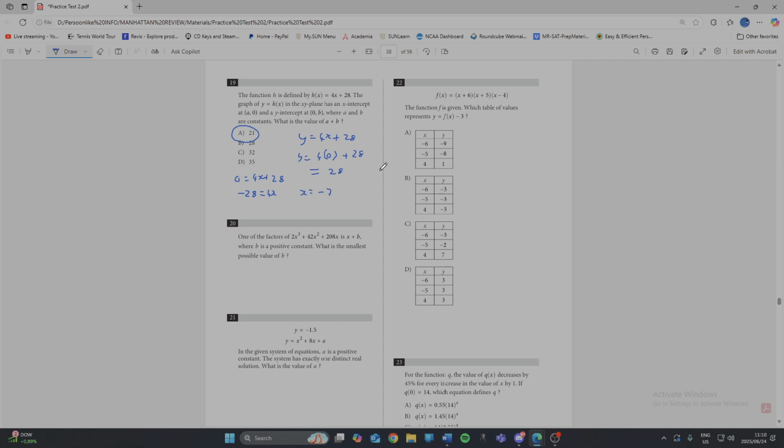Okay, that is 19. Now for 20, it says one of the factors of 2x to the power 3 plus 42x to the power 2 plus 208x is x plus b, where b is a positive constant. What is the smallest possible value of b? Okay, so now we would just need to factorize this expression to get all our factors, right? So we could take out x. We could actually take out 2x, right? So this would be 2x we could take out.